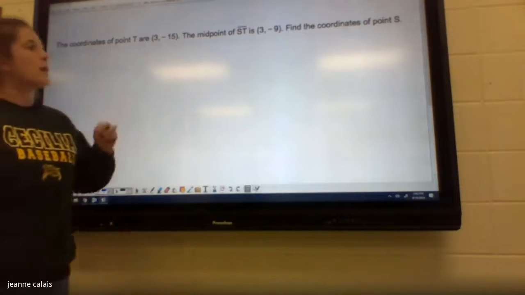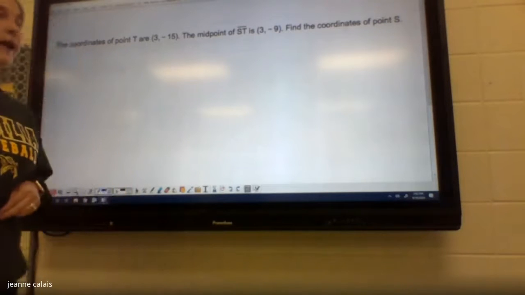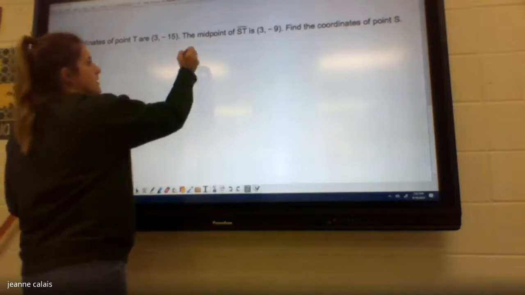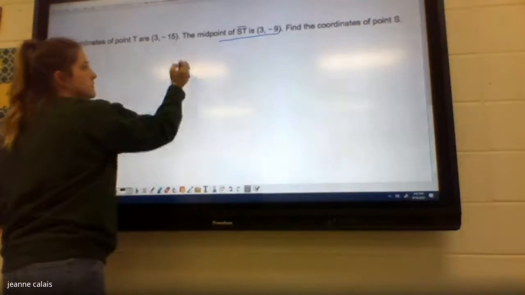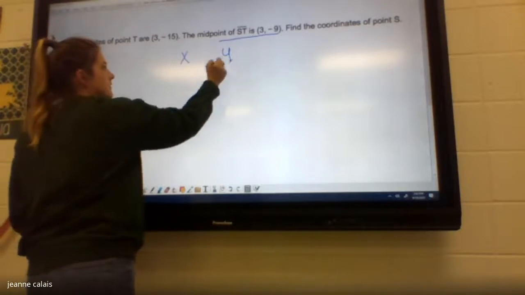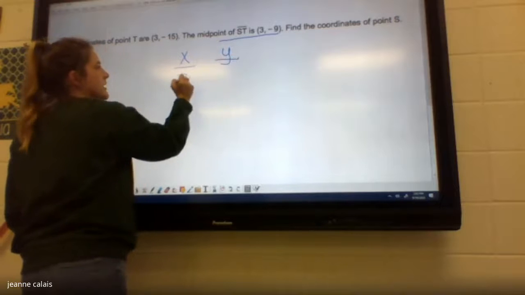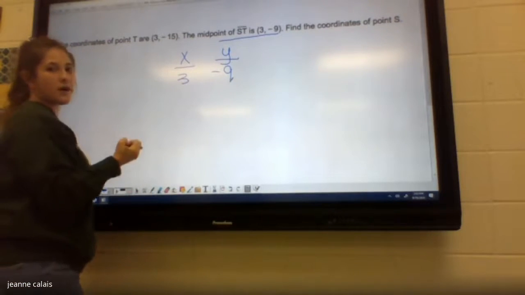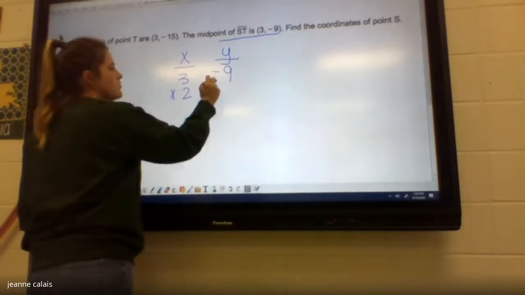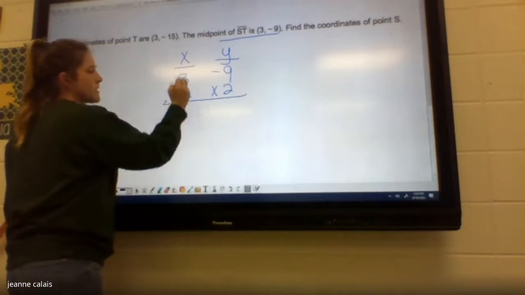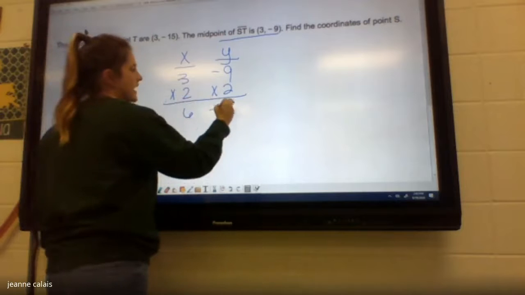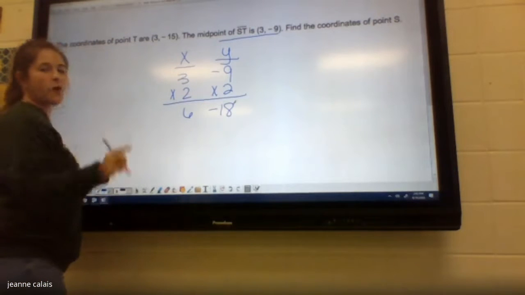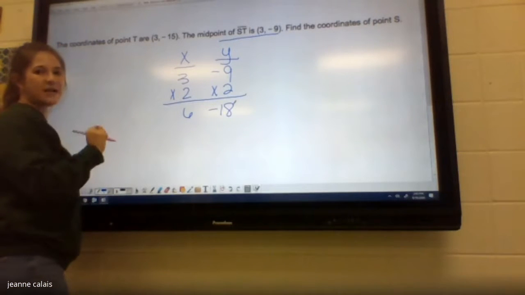Okay, I'm going to do one more. Same thing here. Take my midpoint. Make my chart. (3, -9). Last thing I did was divide by 2. Multiply by 2. Multiply by 2. 6, negative 18. Before I divided by 2, I added my endpoints.